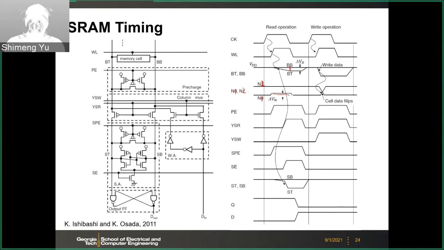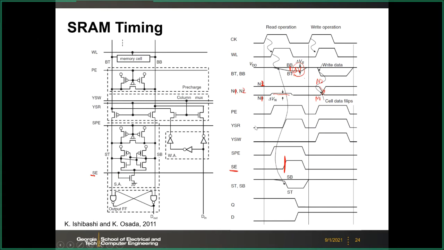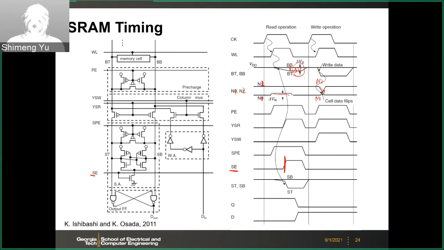And then you create this delta V. Once you create the delta V, then you will enable the SenSamp. This one, SenSamp enable. Then you will read out this delta V. And then here for the write operation, as we discussed, the N2 will decay first, and the N1 will rise later. And then you flip the data pattern. So this is the same as the previous timing, but here we have more signals that control the peripheral circuits. All right, any questions?